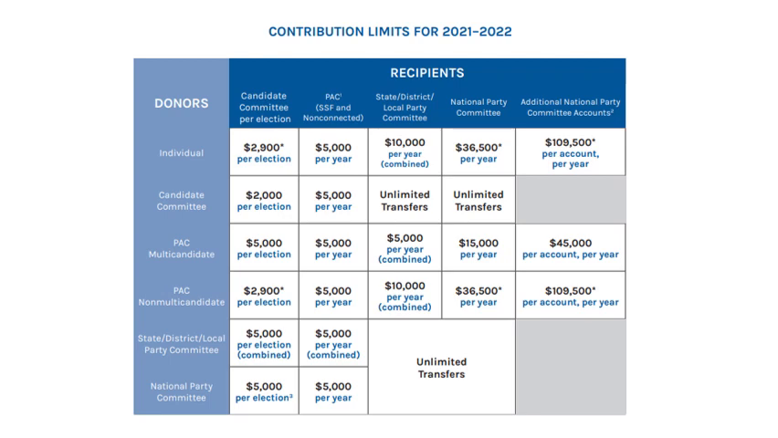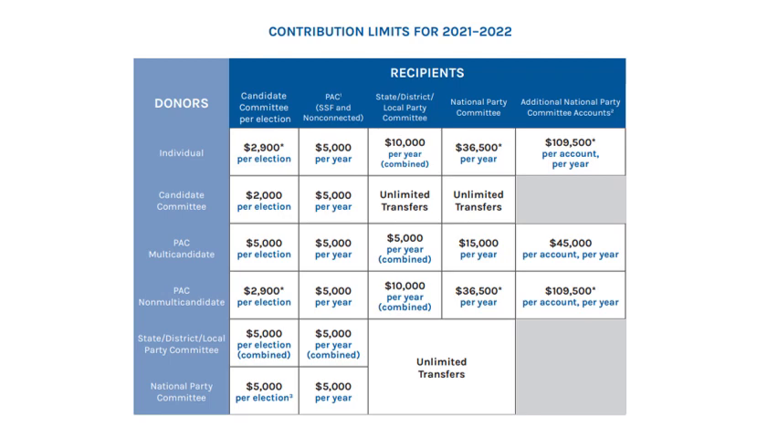Here you see the rules, the limits in place for 2021 and 2022. You don't have to memorize this chart by any stretch, but I do have one question on our review questions about the chart. So you just have to be able to read it. You can see here that donors is on the left, recipients is on top, and an individual donor can give up to $2,900 to a candidate committee per election.